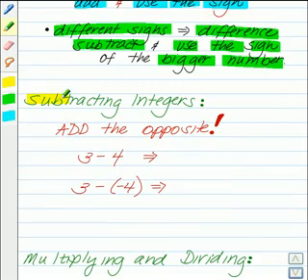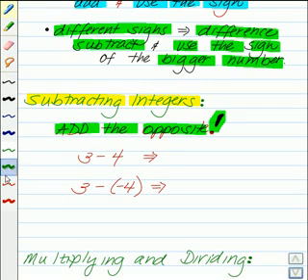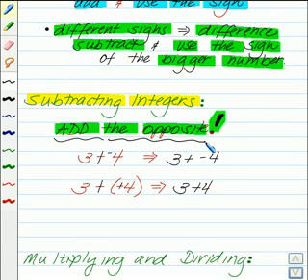For subtracting integers, you're going to add the opposite. What that means is as follows. If I was going to subtract 3 minus 4, I would change it to adding the opposite. So it would become 3 plus -4. I changed my subtraction to adding, and I changed my second number to its opposite. Or if I wanted to take 3 and subtract -4, I change it to adding the opposite. It becomes 3 plus 4. Once I've changed it to adding the opposite, I follow my addition rules from above.